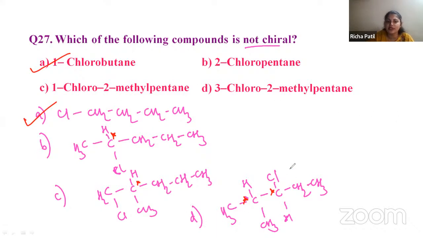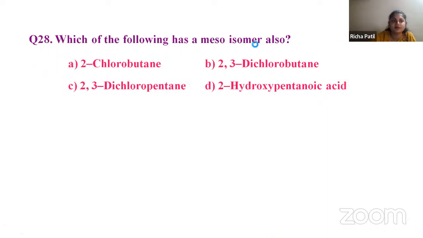So like this, you have to check around the carbon atom whether you have different atoms attached to it or not. In A, there is no chiral carbon. You can see here, these are hydrogen atoms, right? So these are the same. So it is achiral. Correct, A is the correct answer. So we'll go for the next question.